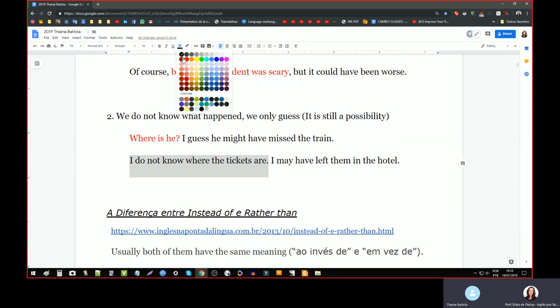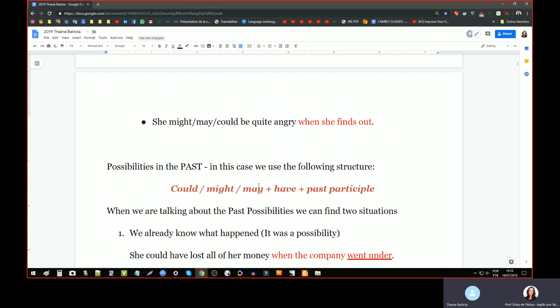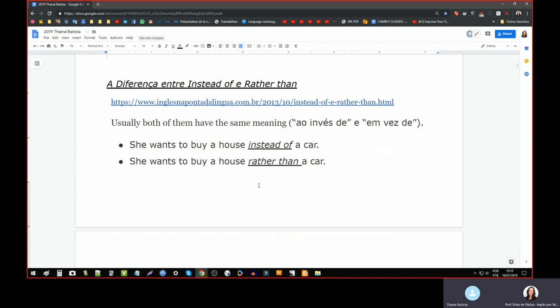So here, it's still a possibility. This is a possibility, right? I guess he might have missed the train or something else might have happened. Or I may have left them in the hotel or somewhere else. Excellent. Any comments, questions about this part? That's it? Okay. Then you studied something else.